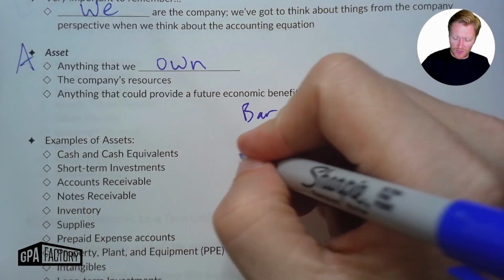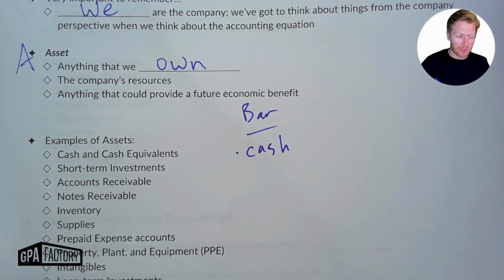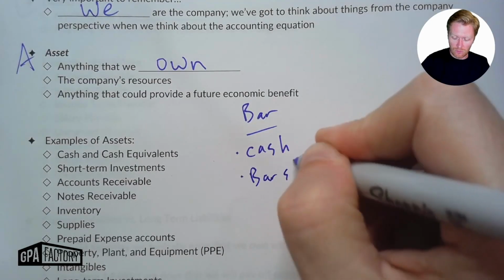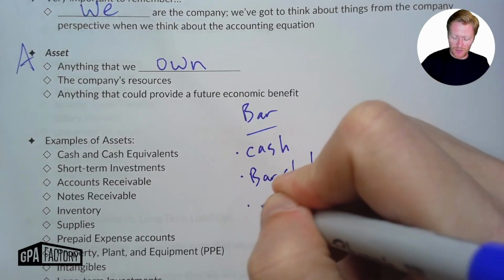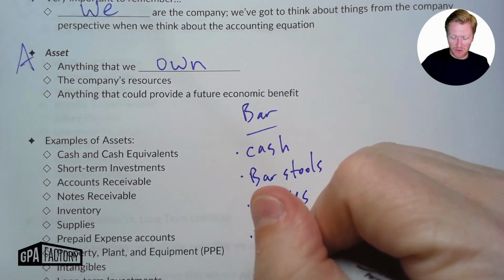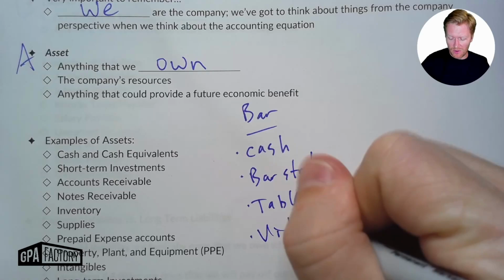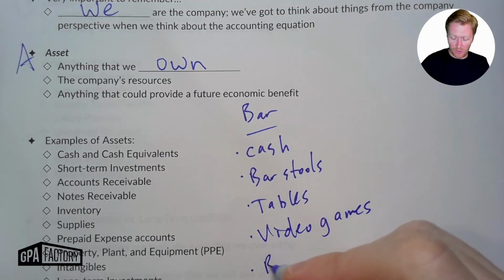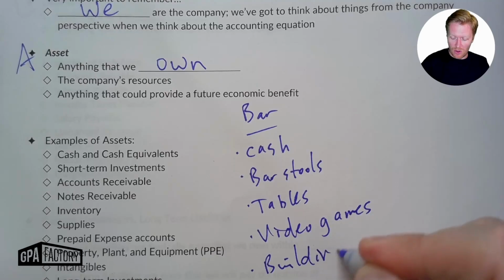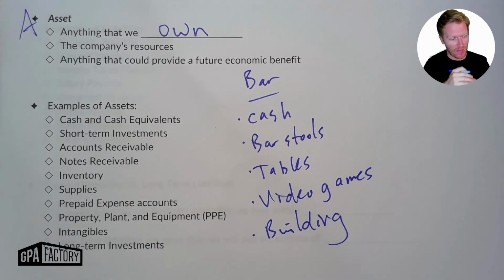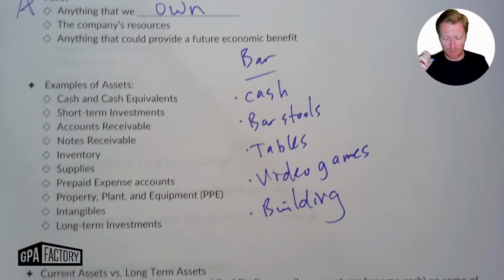The bar's assets are going to be things like maybe they have some cash in the cash register, right? They've got bar stools. They've got tables. Maybe they've got some video games or something, right? They've got video games that drunk people like to play. They've got the building maybe that they're in. Maybe they own, like we own the building. So this bar, we are going to own that building. So it's really just all the stuff that the company has. So we've got an example of assets over here.